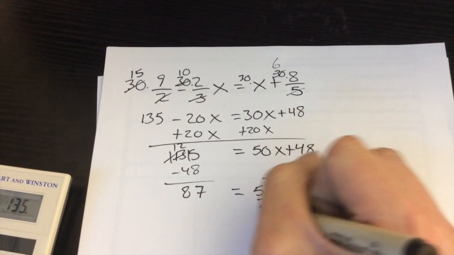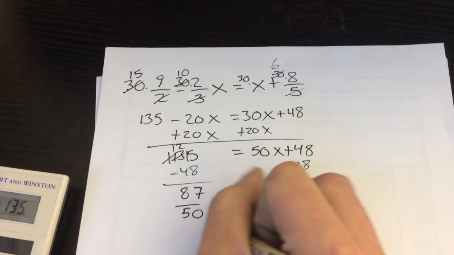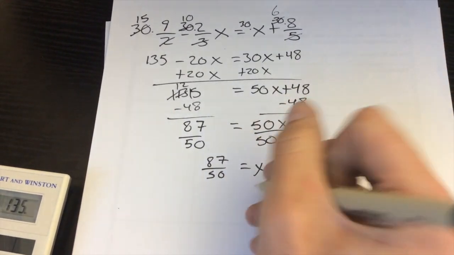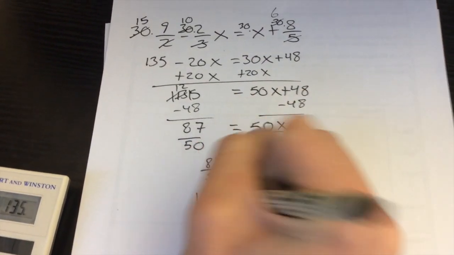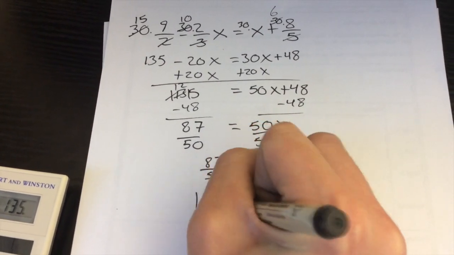So I'm going to divide both sides by 50. And x equals 87 over 50. And it's okay to leave it like this. But if you want to change it, you can change it to 1 and 37 over 50, which is totally cool.